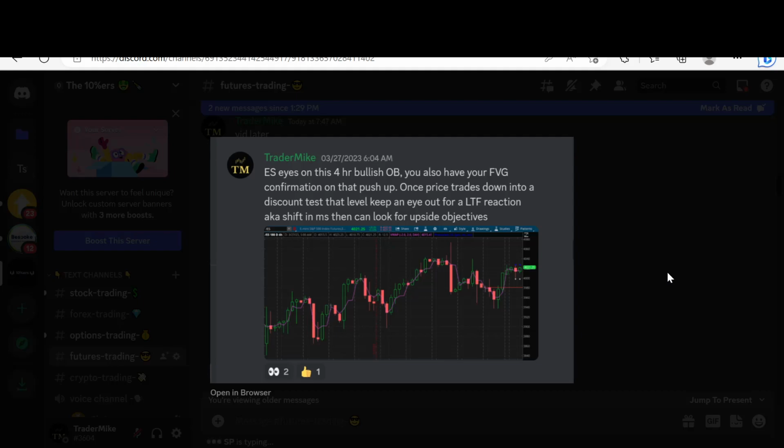You also have your fair value gap confirmation on that push up. There's your fair value gap. Once price trades down into a discount, test that level. Keep an eye out for a lower time frame reaction, aka a shift in market structure. Then you can look for upside objectives, right? So I posted that chart on the 27th.